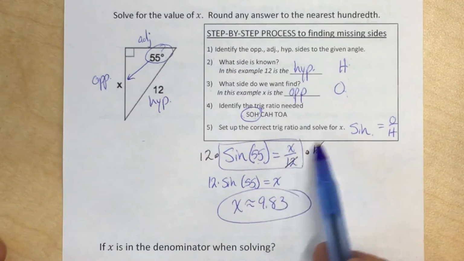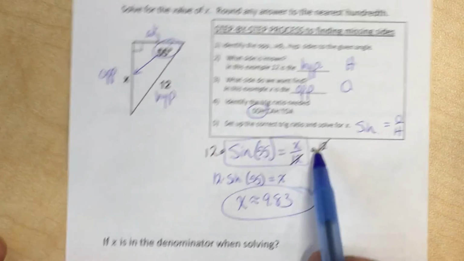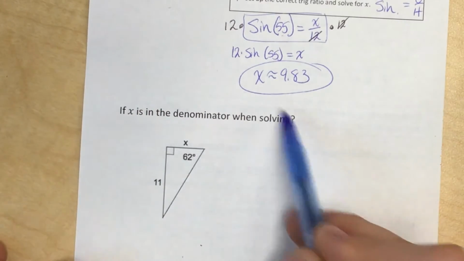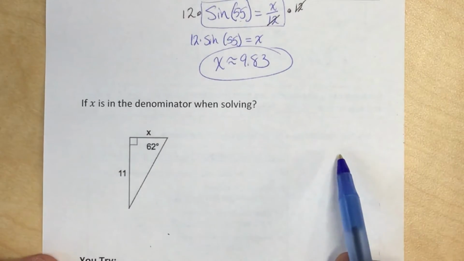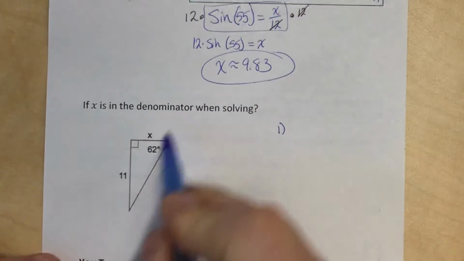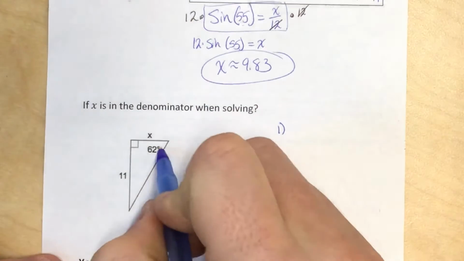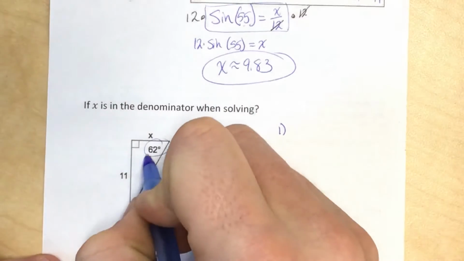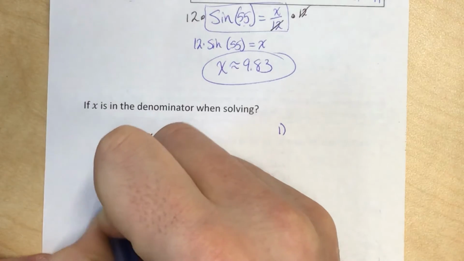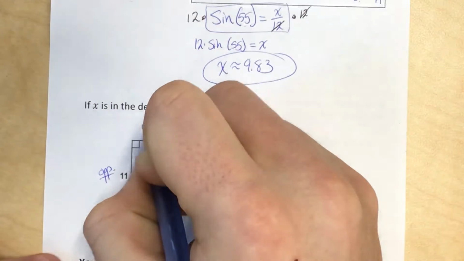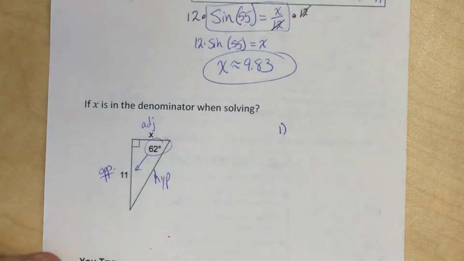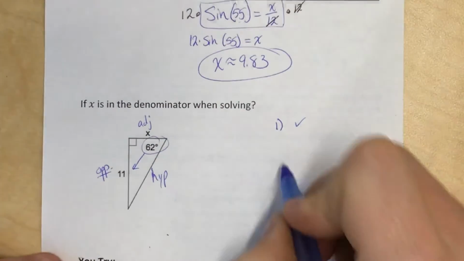So there are 2 examples when the fraction has x in the numerator. We're going to do an example where x is in the denominator of our solving. But I'm not going to give you the 5-step process. You can look up here or we can kind of jump through it. So step 1 is identify the opposite, adjacent, and hypotenuse side according to the angle that we are given. So the opposite side of 62 is this 11. The adjacent side is the x, and the hypotenuse, always the longest side, is the unmarked side. Okay, so we've checked off step 1.